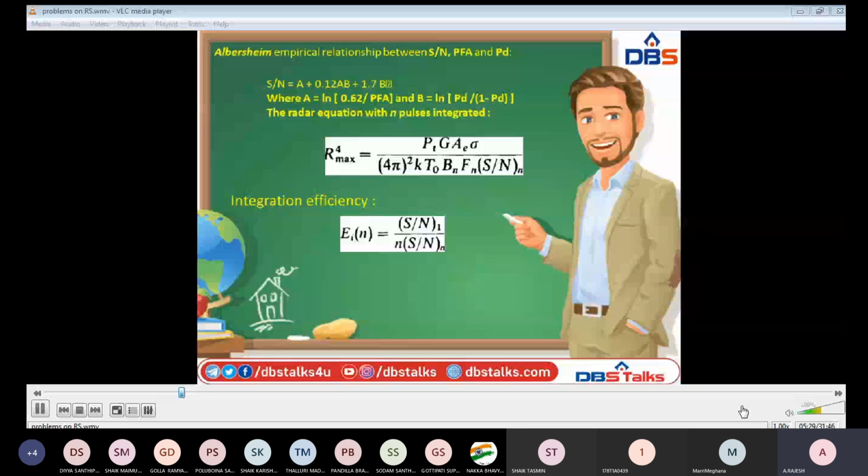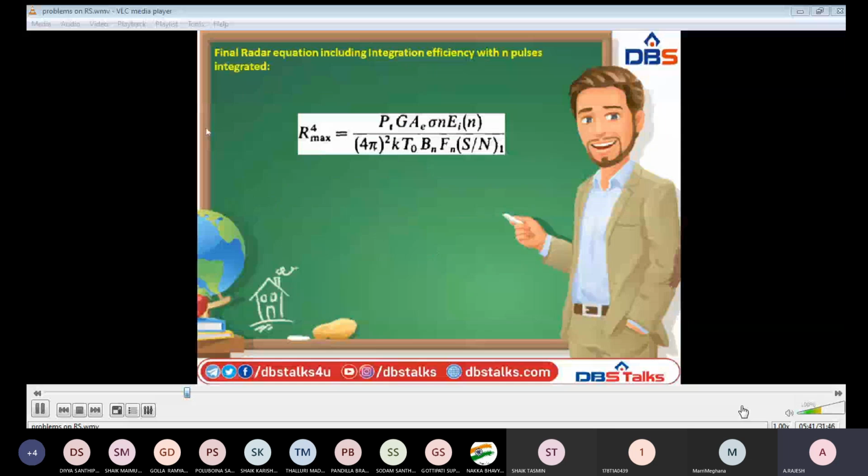Here 1 is nothing but the initial value, and if you have taken n number of samples, then we need to include this one. See the last one. The final radar equation including integration efficiency with n radar pulses is given by R max to the power of 4 equals PT G AE into sigma n EI of n by 4 pi whole square K T naught Bn into Fn into S by N of 1.